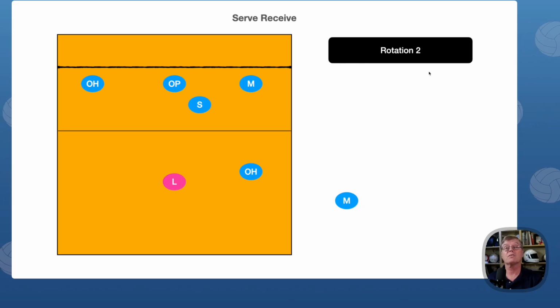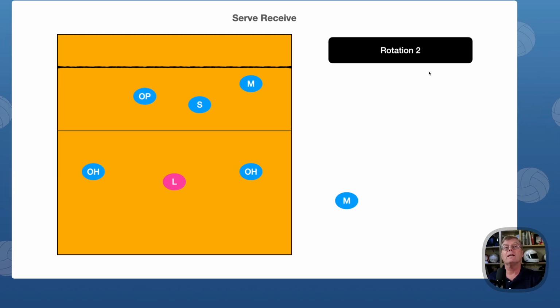And notice here the setter's gotten into a position where she's probably going to set, and allowed the libero to come over, and then the outside hitter would come back. Now we again have two outside hitters and a libero passing. We have a front row ready to go and play offense.